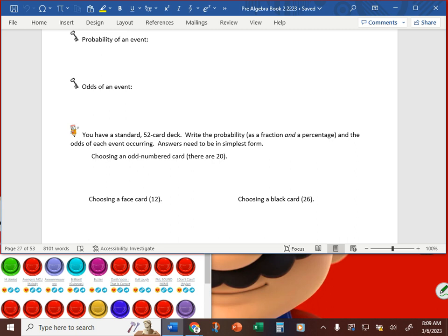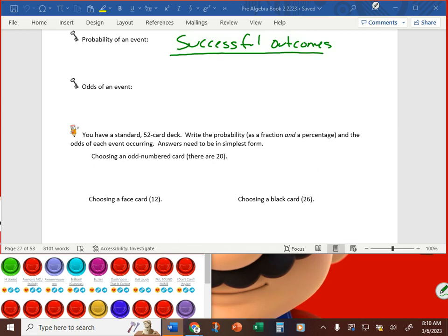I'll give you hints. The fraction, right? To find the probability, what are we calculating? Lily? Successful over. Okay, so the probability of an event as a fraction is successful outcomes over possible outcomes.